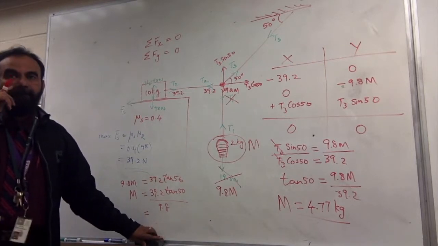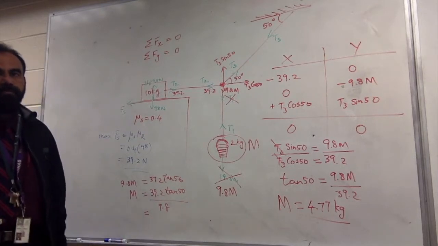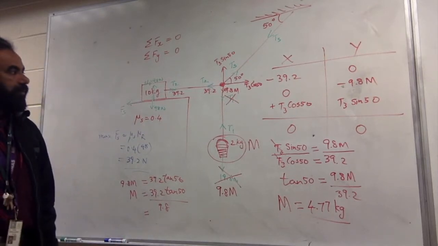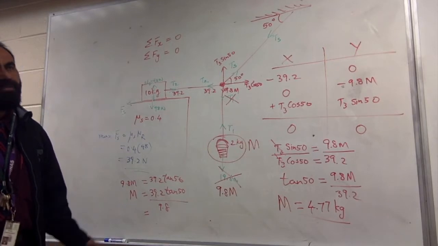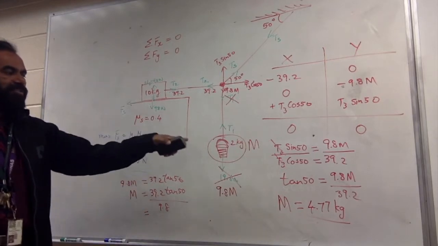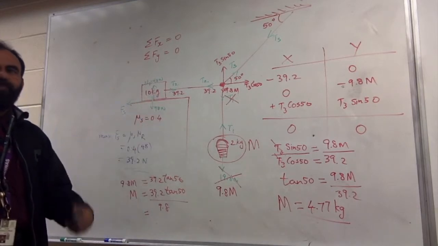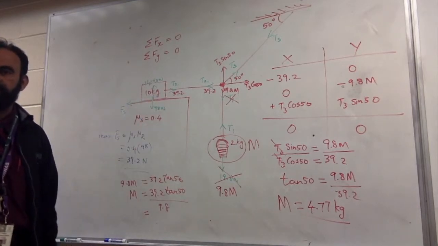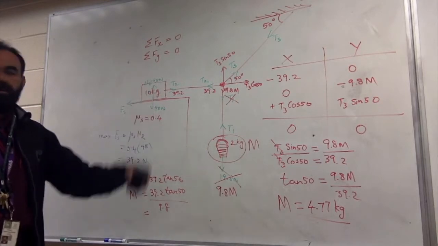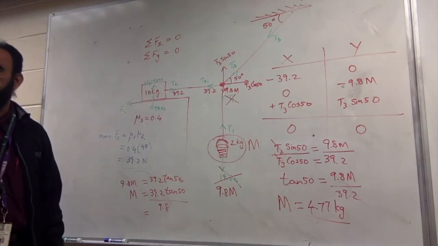Would we be told in the problem that the knot was at equilibrium? Yeah, you'll be told. Or even if you're not told, if you're asked how much sand is required to make it just slide, then what is happening before that is not sliding. And if it is not sliding, the knot is in equilibrium. Clear?